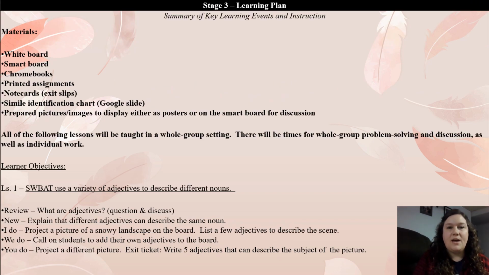Finally, in terms of assessments, I used a variety of formal and informal assessments, class discussions, students giving me thumbs up, thumb down for how they felt they were understanding, which is why I was able to revise on the go, because I could see that they were not understanding the simile part of the unit. And then, of course, quizzes throughout just to check for understanding.